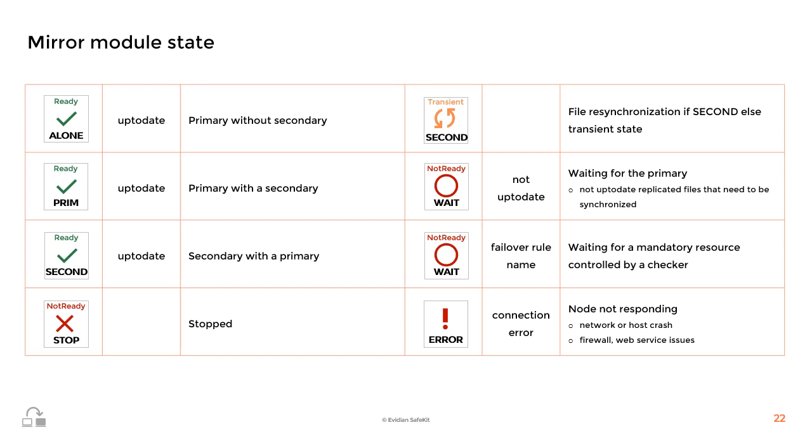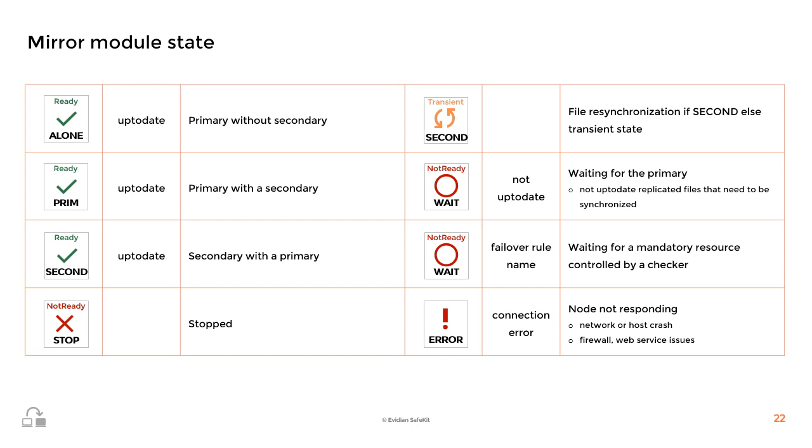When the state is wait, the color is red, and the message is not up to date, it means that the node is waiting for the start of the other node, as it does not have up-to-date data. If the state is wait, the color is red, and the message is a failover rule name, it means that the node is waiting for a mandatory resource controlled by a checker before starting.